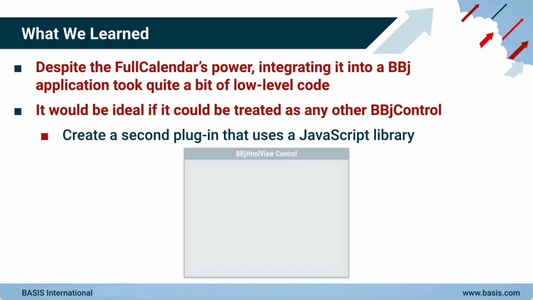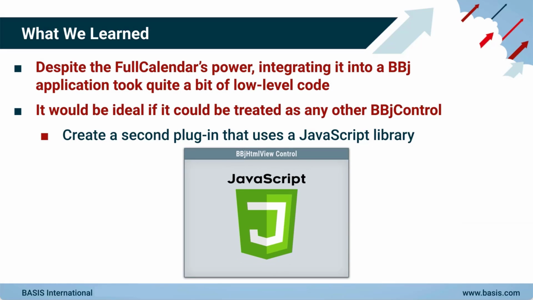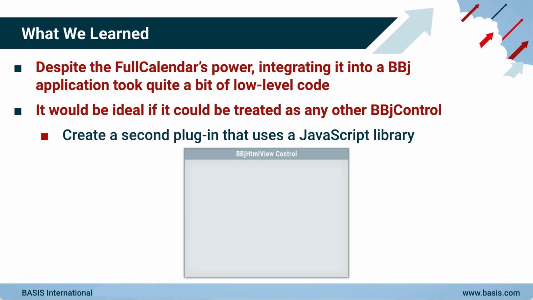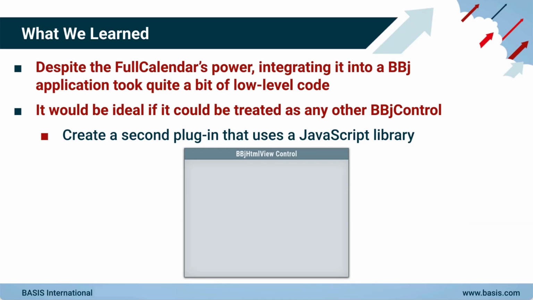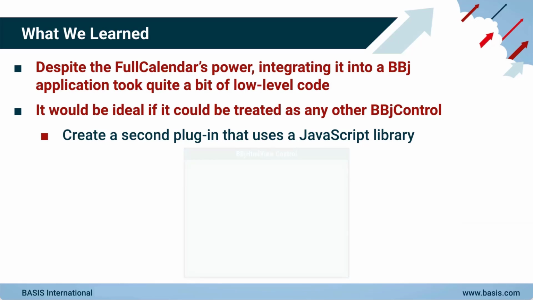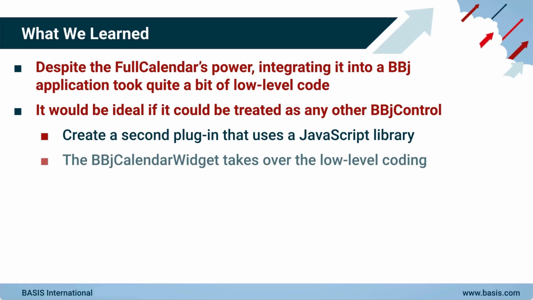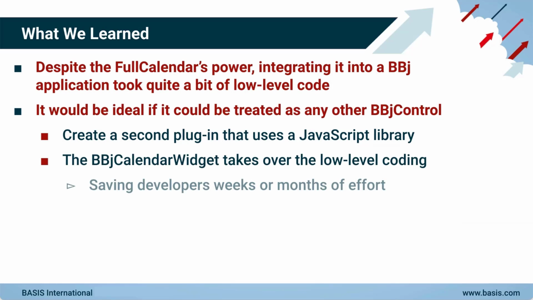We can think of it as the second in a series of plugins that uses pre-existing JavaScript libraries in the BBJ HTML view control, where the first was Basis Europe's BBJ Grid EX widget. The BBJ Calendar widget, installed with BBJ21, relieves the application developers from having to learn and work with JavaScript by providing a plugin that handles all the low-level details, saving weeks or even months of development time.